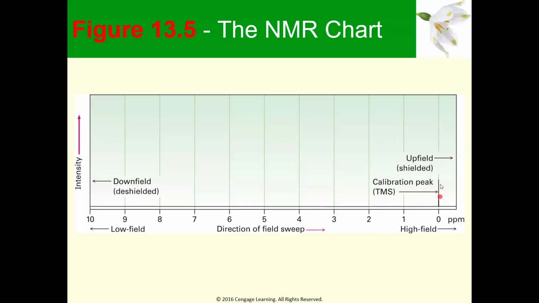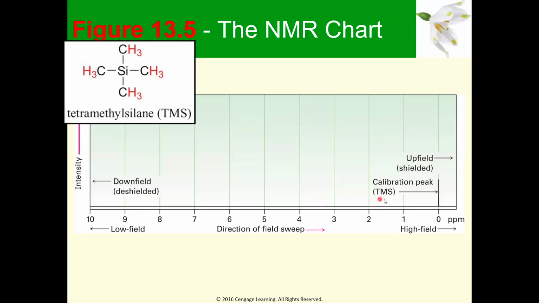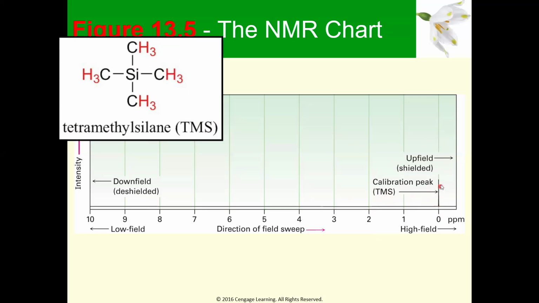So the other thing I'll point out here is this TMS, this peak right here at 0. That's that black line you see. That's a peak that will show up in your proton NMR spectrum. But this compound right here, TMS, is tetramethylsilane, and it happens to generate a signal right at 0. And so we use it as a reference marker.